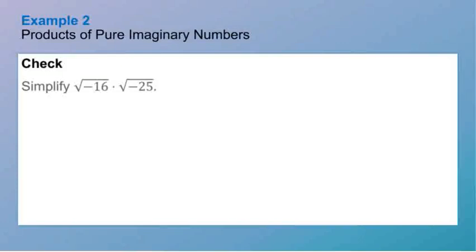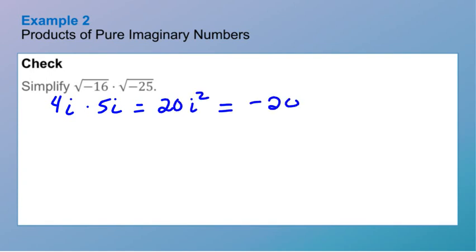Next example, simplify this one. So if I take this, I know that this is i and the square root of 16 is 4. So I know that's 4i times an i, and the square root of 25 is 5. And I would have 4 times 5 is 20, i squared, which would make this equal to -20.